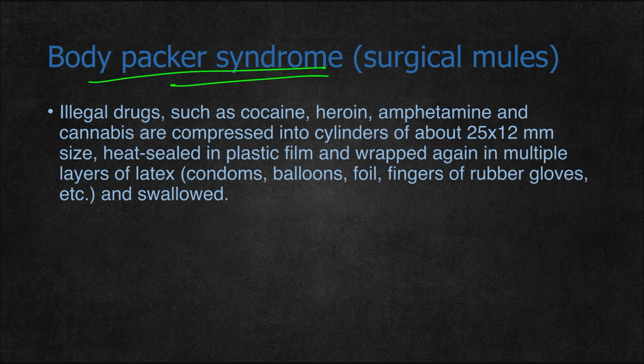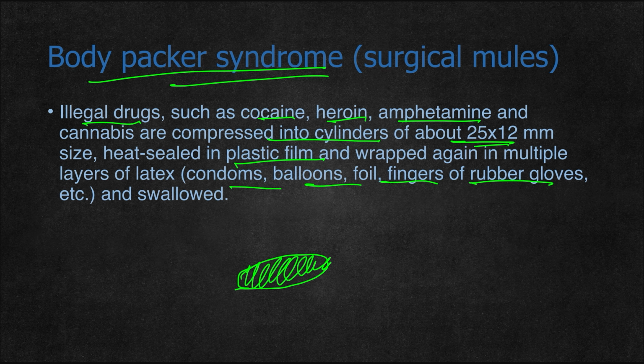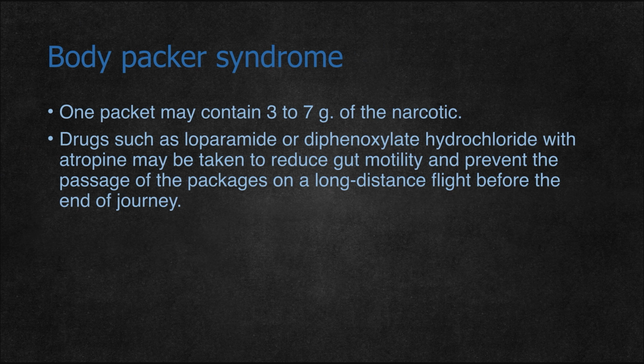Then one form is body packer syndrome, also called surgical mules, seen in some forms of drug trafficking. Here illegal drugs such as cocaine, heroin, amphetamine and cannabis are compressed into cylinders of about 25 to 12 millimeter and heat sealed in plastic films, wrapped again in multiple layers of latex like condoms, balloons, foils, fingers of rubber gloves, etc., and swallowed. Once in the stomach, one packet may contain about 3 to 7 grams of narcotics.